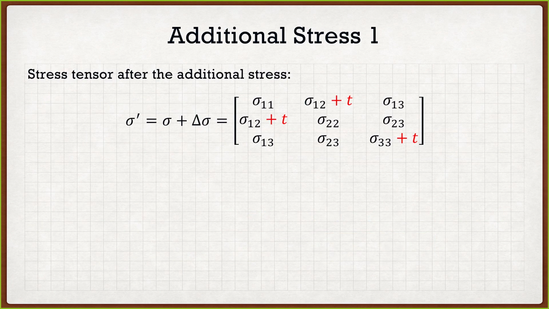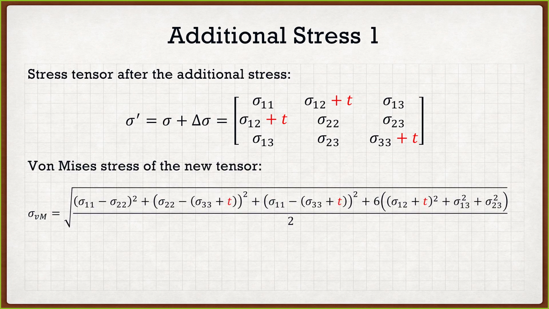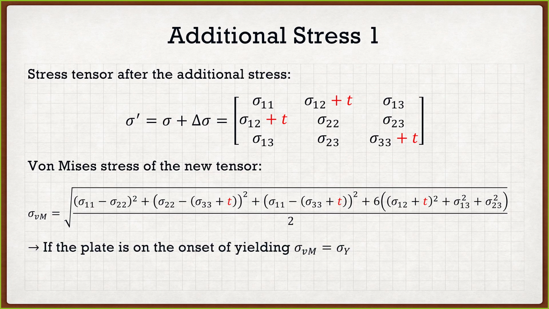After that, we say, okay, if it doesn't yield in part A, which again it shouldn't, how much T do we have to add so that it does yield? We have our equation for the von Mises stress, and all those components that we added T to, we can just substitute into our equation, and we know that this must now equal our yield stress. So it's one equation, one unknown. You can use Mathematica or MATLAB to solve for what T is.